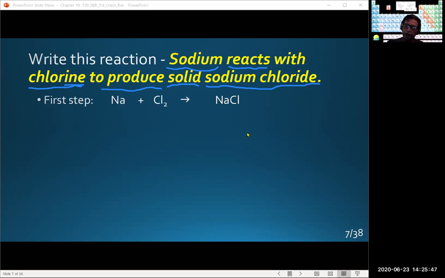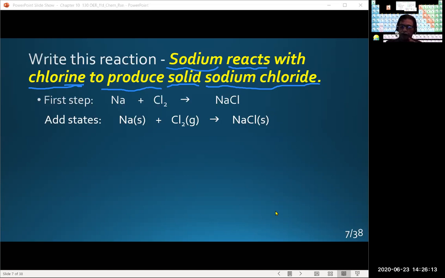Now we have to add the physical states. We know that sodium is solid. We know that chlorine is one of the gases. Why? There's only a handful of gases. Refer back to the previous chapter. And sodium chloride is solid because you've been told that. So we added the states. Now we're going to balance it.